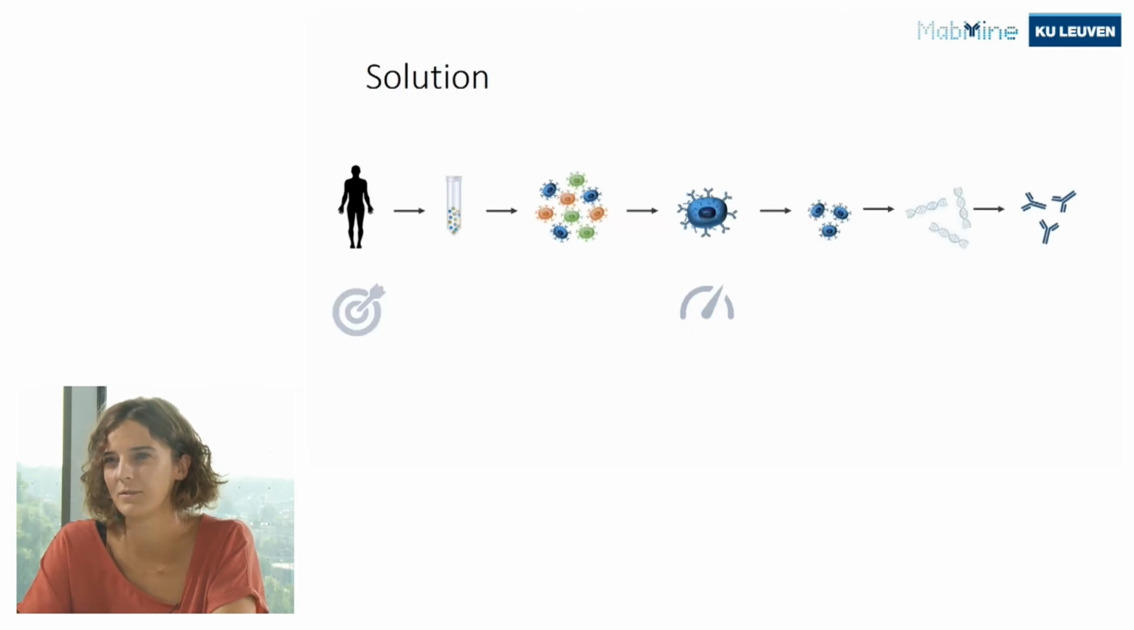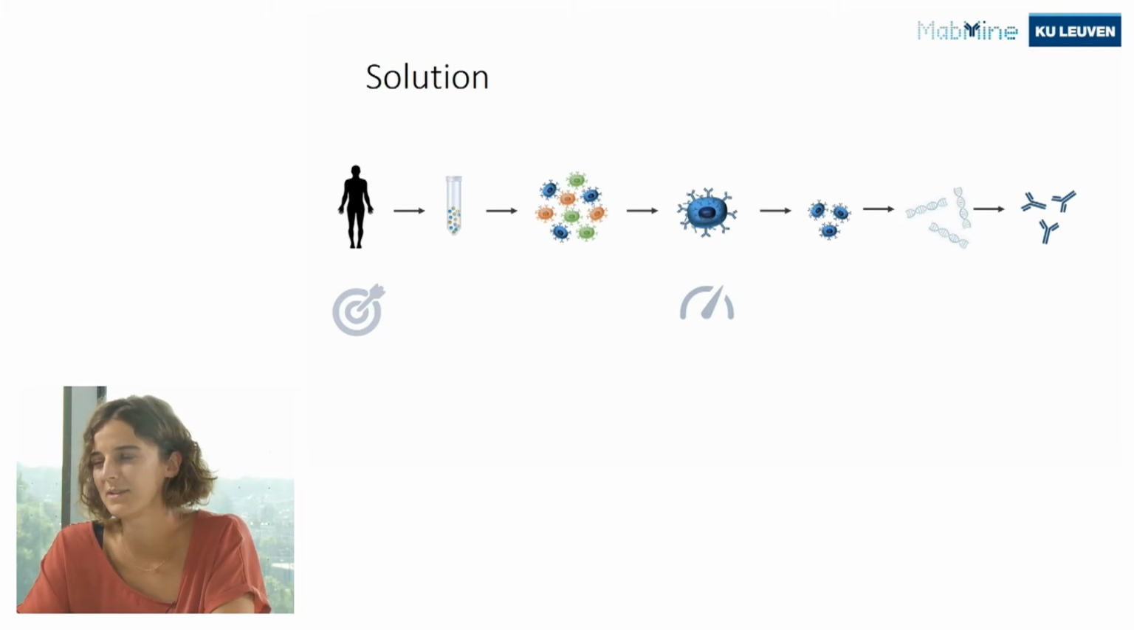And therefore, we've come up with a solution to address these challenges with our MapMine platform. And here we start from human subjects to isolate PBMCs and the B cells of interest that express a specific antibody. These B cells are then isolated on an individual level and are used to sequence the antibody variable domains. And with this sequence, then the antibodies can be made in vitro recombinantly. And by starting from human subjects, we immediately go for the most optimal antibodies that are in vivo matured, and we also omit the need for humanization afterwards.